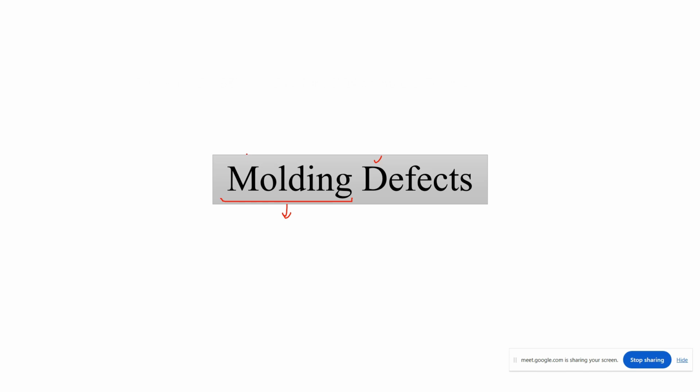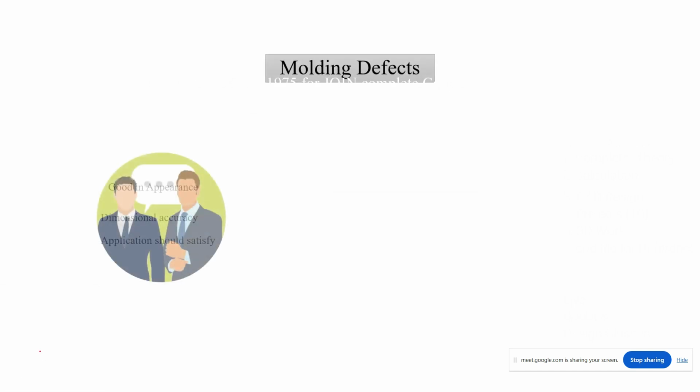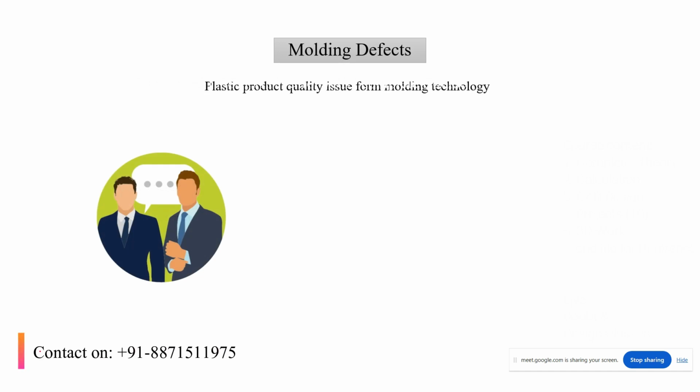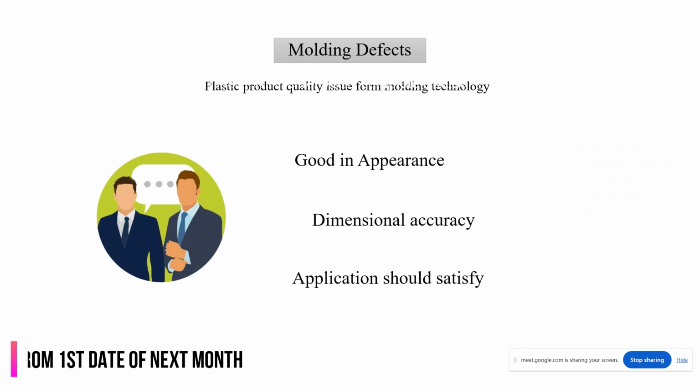Any type of defect which appears on the plastic component after production is known as a molding defect. So basically it is a molding defect, which is about product quality issues from the molding technology, when you produce the component from the injection mold by the injection molding machine. It is all about trying to control the quality of the plastic component.